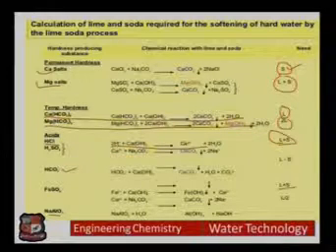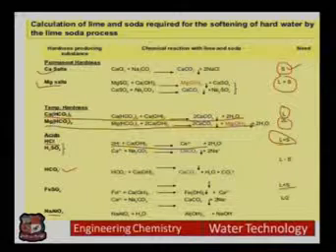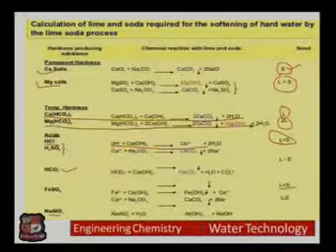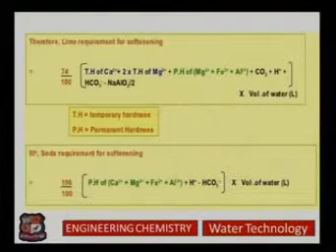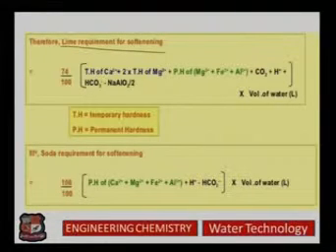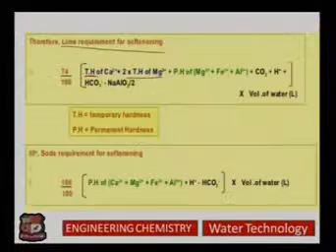On the basis of these requirements, we can calculate the formula of lime requirement and soda requirement as shown in the slide. Lime requirement for softening equals 74 by 100 TH. TH here stands for temporary hardness: temporary hardness of calcium plus 2 into temporary hardness of magnesium, as we have seen in the previous slide that 2 limes are required for magnesium temporary hardness.